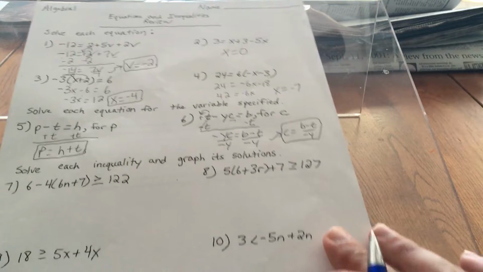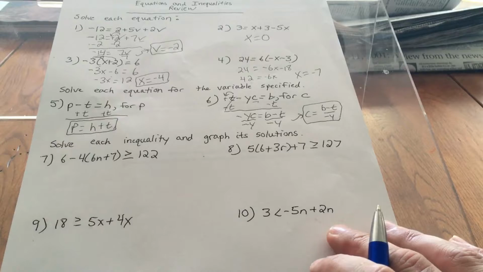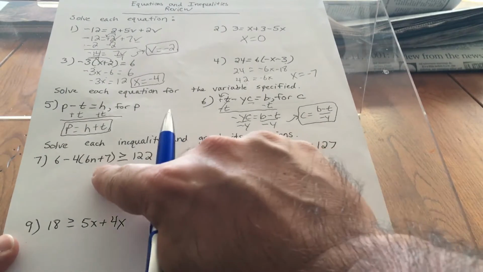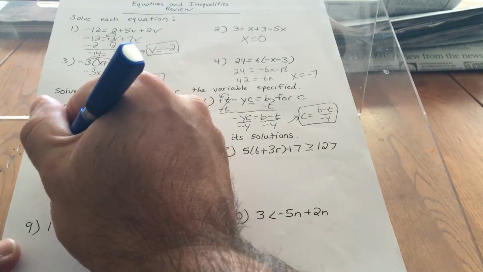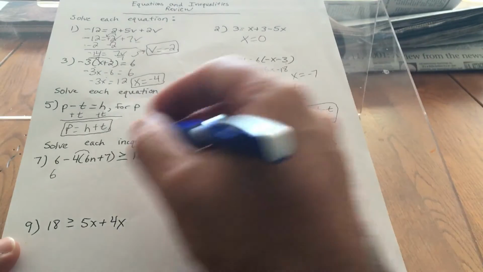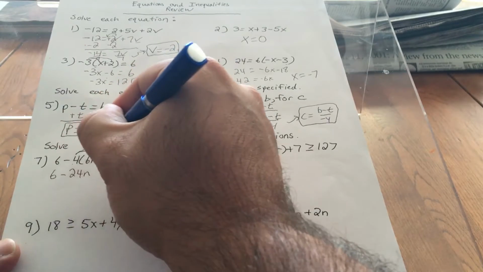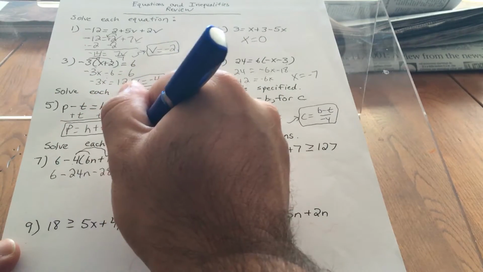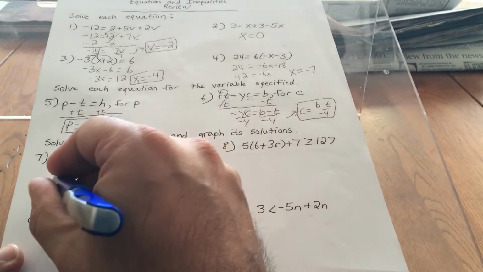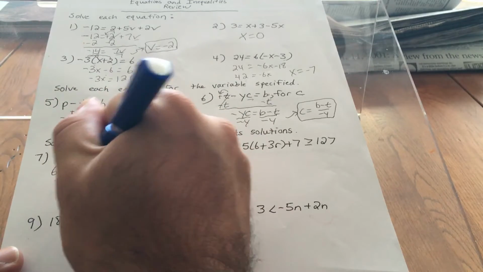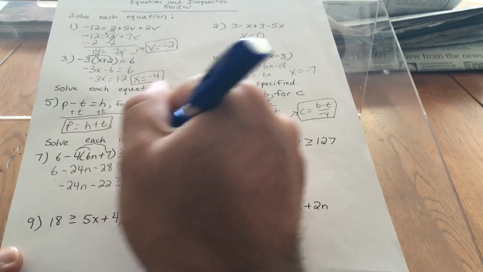Okay? When you're down here solving inequalities, again, you're going to use the same rules for solving an equation. Notice we want to get rid of the parentheses first, so negative 4 times 6. And notice this little 6 is going to hang out in front, so we can go ahead and copy that down. Negative 4 times 6 is negative 24n. And then negative 4 times 7 would be negative 28. And that's greater than or equal to 122. Okay? So 6 minus 28. So we've got negative 24n. 6 minus 28 will give us negative 22.